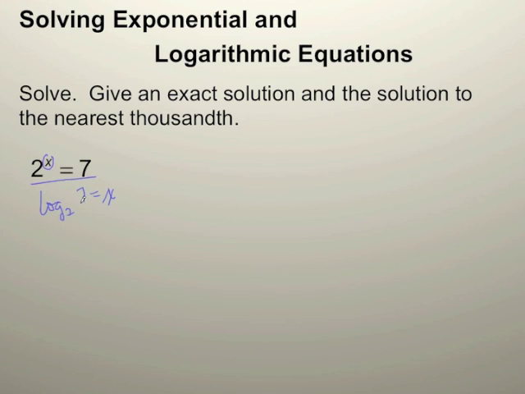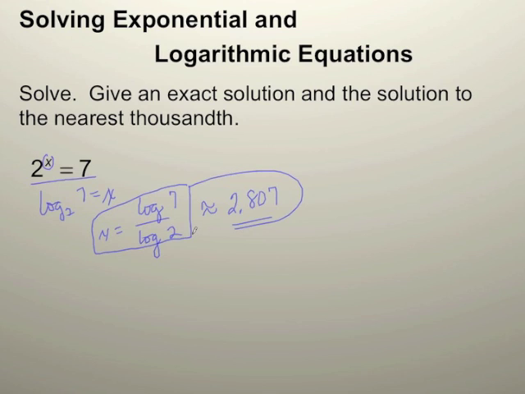So log base 2 of 7 would be log 7 divided by log 2. So we'll say this is our exact solution, and when we use our calculator to find that, we'll find this is approximately 2.807. So there's both the exact and the nearest thousandth solution.